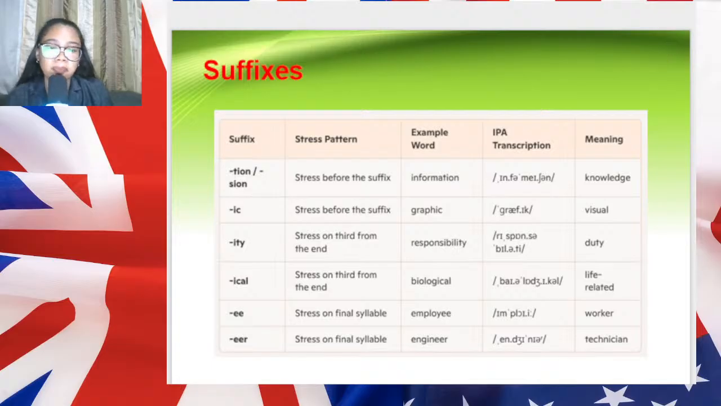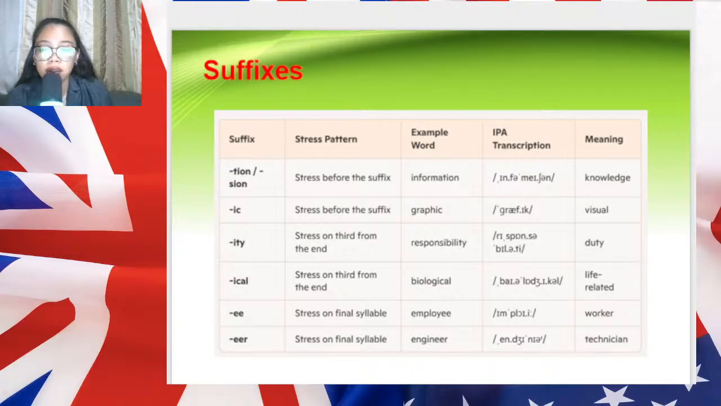Let's walk through some of the most common suffixes one by one and explore the rules they follow, not just with logic, but with the rhythm, with sound, and even with story. Okay, let's start with the first one, of course. Tion or sion, which is both pronounced as shon.